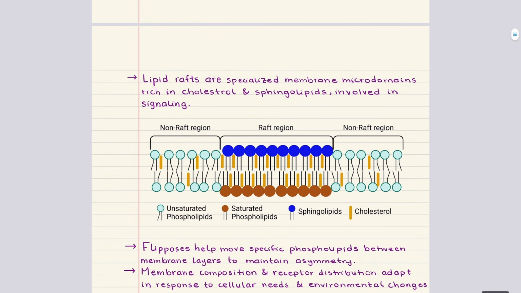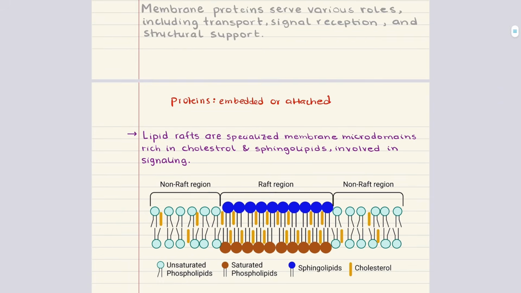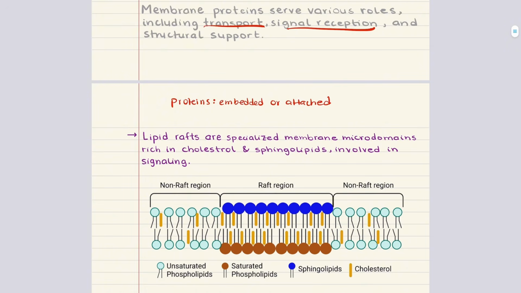As for proteins, they're going to be embedded in or attached to the membrane, and they serve important functions. Some proteins are going to transport molecules in and out of the cell. Others are going to receive signals from the environment. And some are going to provide structural support by anchoring to the cytoskeleton or to the extracellular matrix.